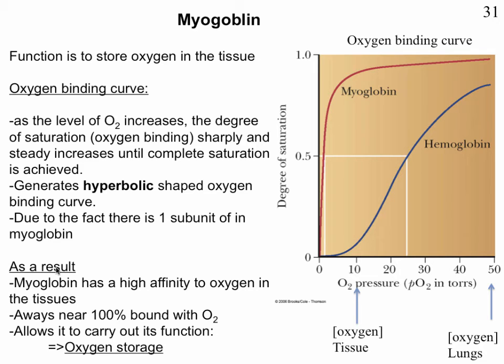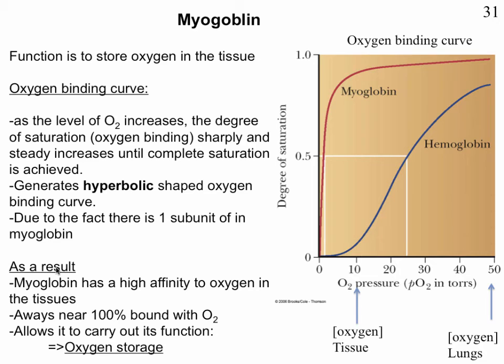And so this is the oxygen binding curve of myoglobin: as the level of oxygen increases, the degree of saturation, that is oxygen binding, sharply and steadily increases until there's complete saturation. So myoglobin is completely bound to oxygen. This generates a hyperbolic shape of the oxygen binding curve. And this is due to the fact that there is just 1 subunit of myoglobin that can bind to oxygen. And so as a result, myoglobin has a high affinity to oxygen in the tissues.